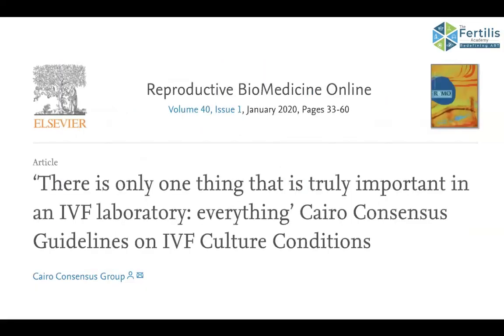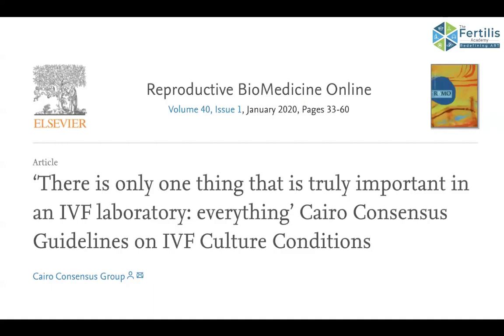And this beautiful article by Cairo Consensus Group, it wrote in just one line, it said everything. It said that there is only one thing that is truly important in the IVF lab: everything. So in short, they said that you cannot ignore anything in the lab. You have to be on your toes all the time, and everything is important in the lab. And so is the clinics actually, but then clinics, we are still not there, I think.